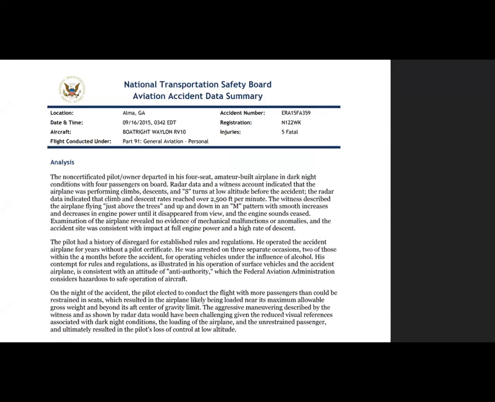The non-certificated pilot owner departed in his 4-seat amateur-built airplane in dark night conditions with 4 passengers on board. Radar data and a witness account indicated that the airplane was performing climbs, descents, and S-turns at low altitude before the accident. The radar data indicated that climb and descent rates reached over 2,500 feet per minute. The witness described the airplane flying just above the trees and up and down in an M pattern, with smooth increases and decreases in engine power until it disappeared from view and the engine sound ceased. Examination of the airplane revealed no evidence of mechanical malfunctions or anomalies, and the accident site was consistent with impact at full engine power at a high rate of descent.